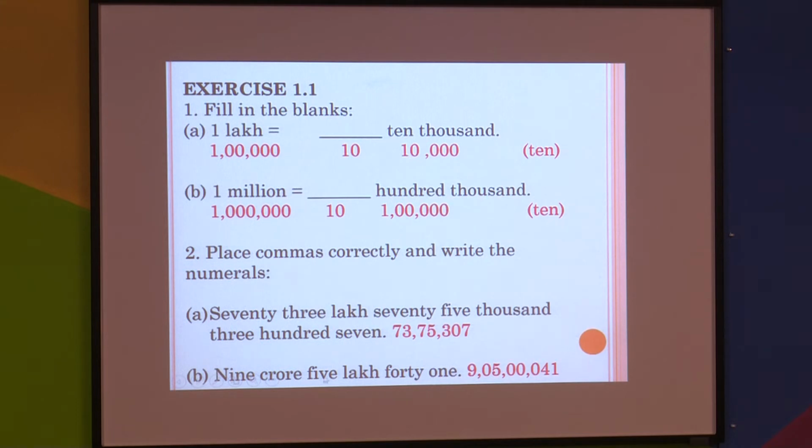One more question, 9 crore 5 lakh 41. Now here the number is too big, but only 9 crore, 5 lakh and 41 are given. So the middle places have no numbers, but we have to write them as 0. So the answer is 9 crore, 5 lakh, 41. Here in the hundreds place, in the thousands place, and in the 10,000s place, we don't have any number, but we have to write its place value as 0.